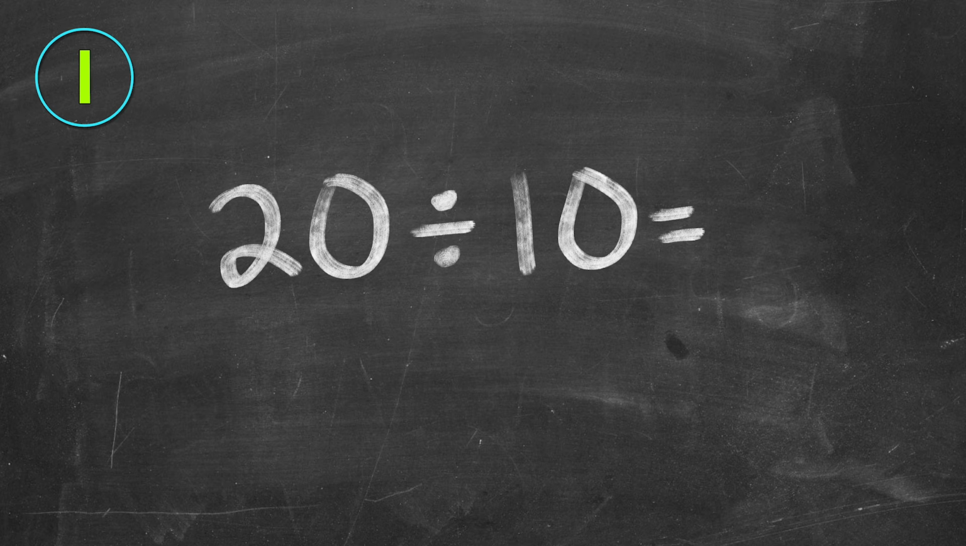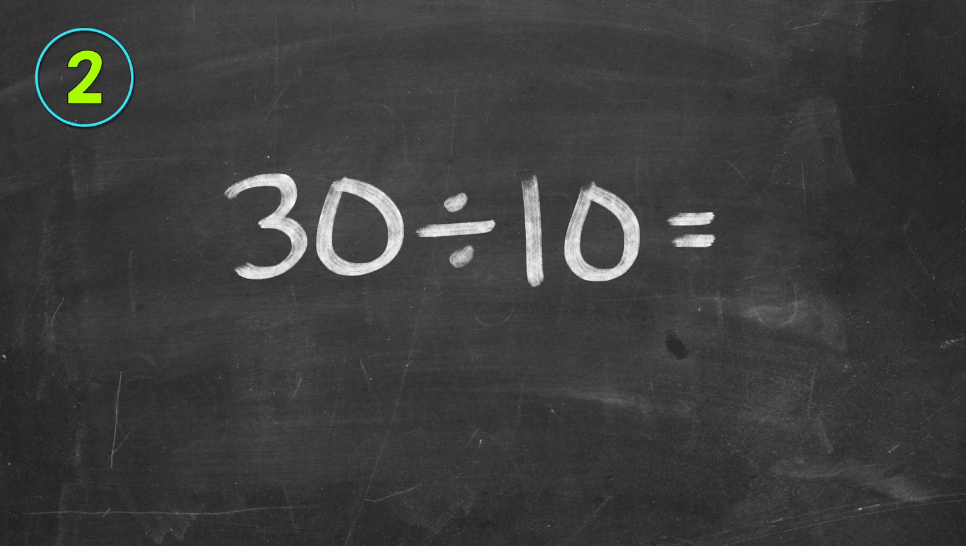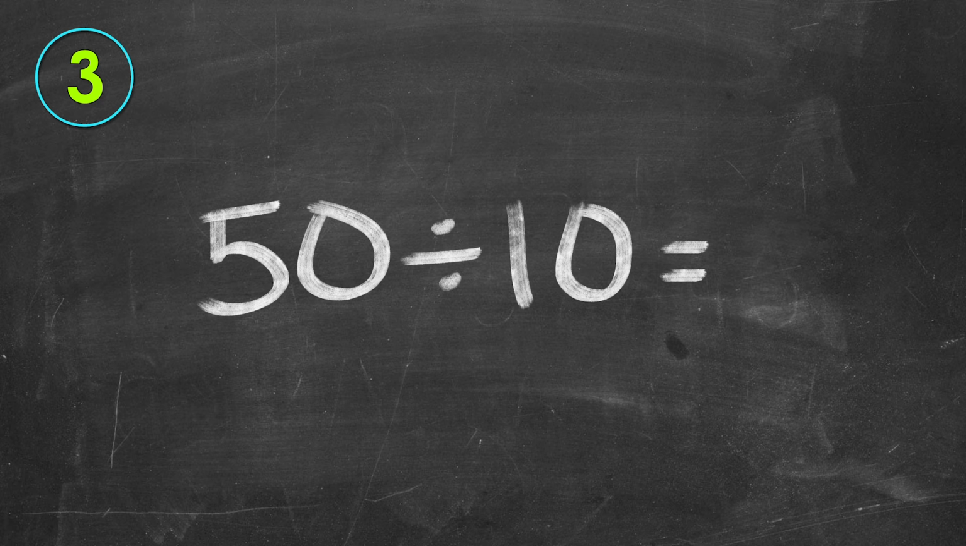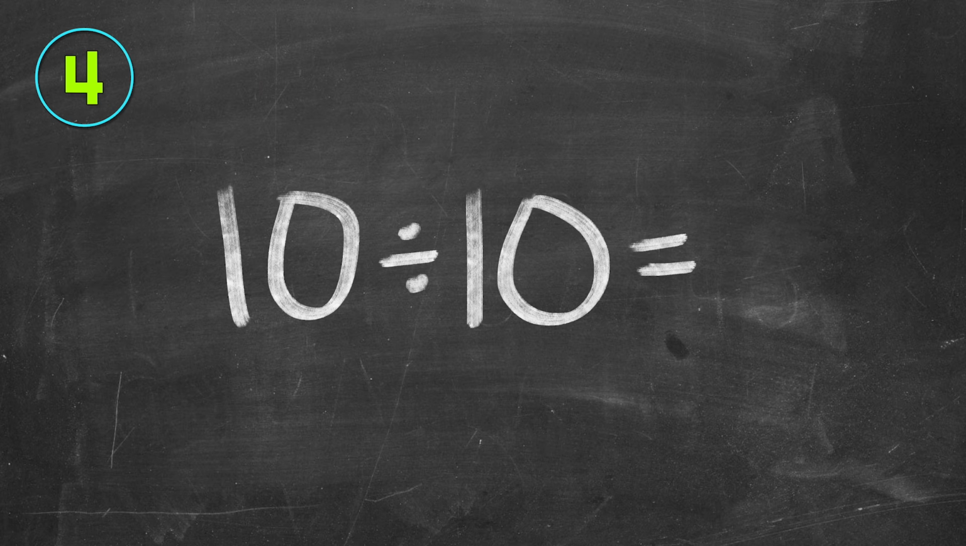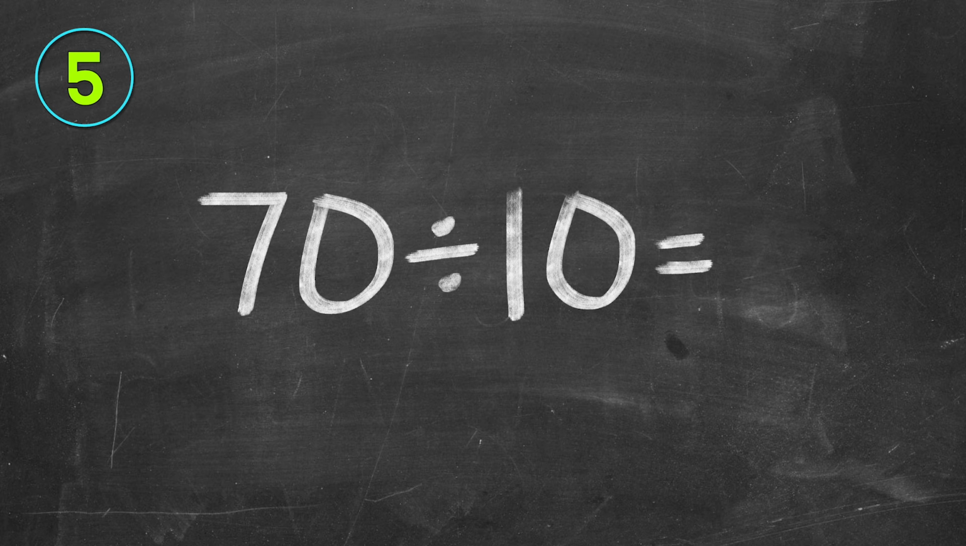20 divided by 10. 2. 30 divided by 10. 3. 50 divided by 10. 5. 10 divided by 10. 1. 70 divided by 10. 7.